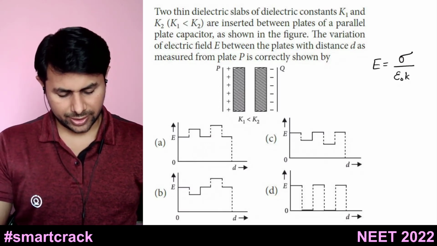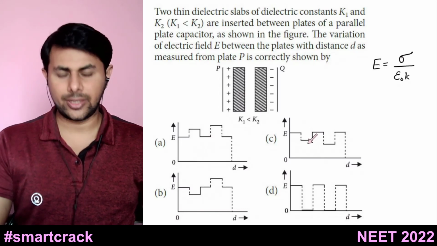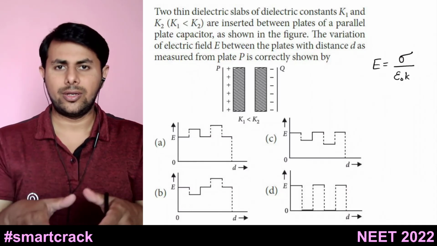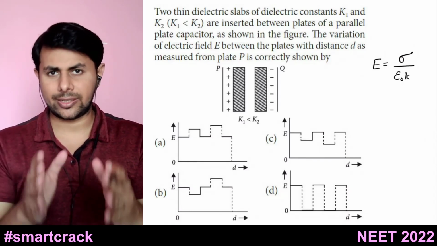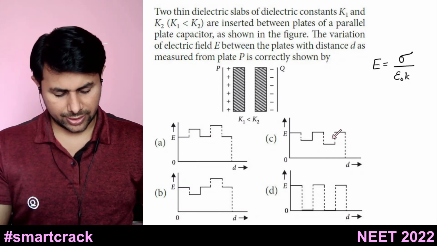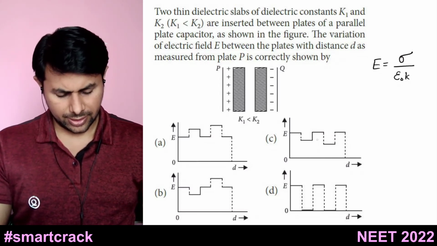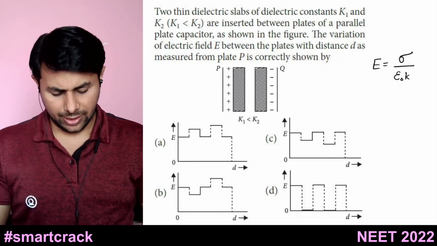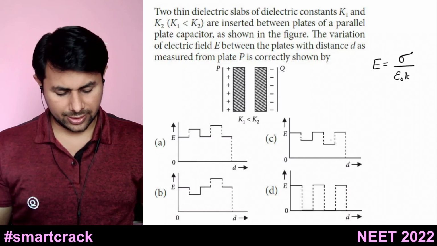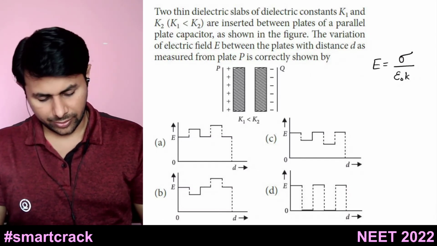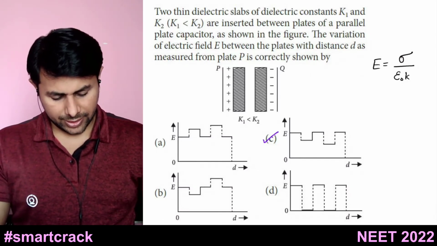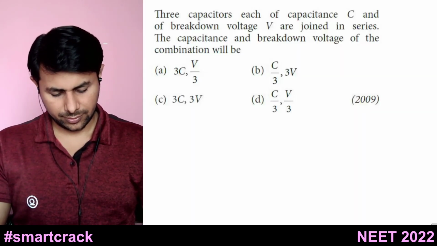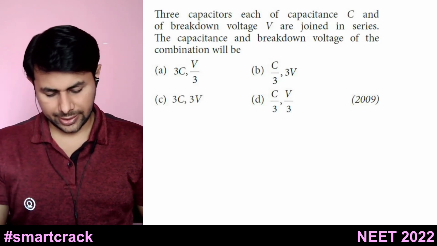It is true for option C. See over here, the electric field is least in this region, which is filled with the dielectric with dielectric constant K2. It is a little bit less in this region also where we have put another dielectric with constant K1, and since K2 is greater than K1, it is lesser in the K2 region. So option C is the answer. Then let's see the next problem.